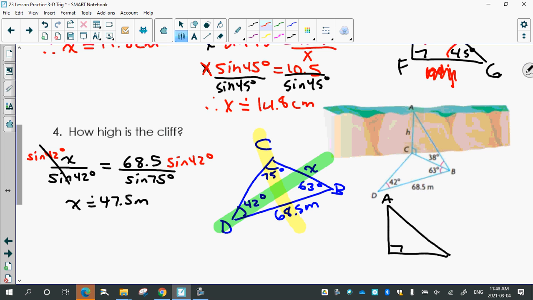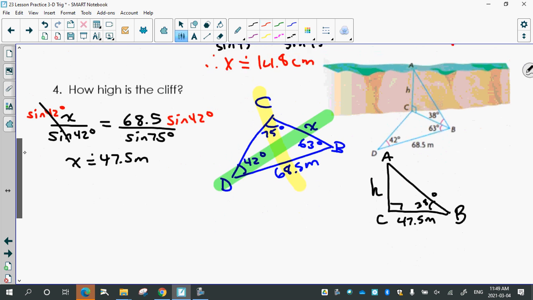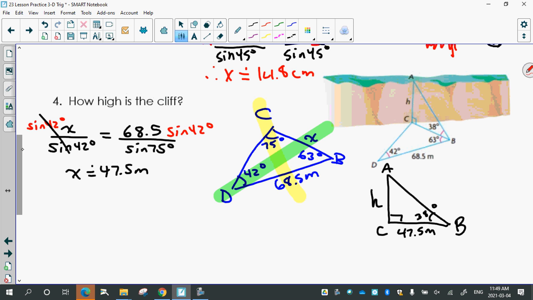A is at the top, C is at the bottom of the cliff, B is over here. We just found out that C to B was 47.5 meters. And we know this angle is 38 degrees. We want H, the height of the cliff. So, according to the 38 degrees, this would be the opposite, hypotenuse, adjacent. Crossing off hypotenuse, which means tan.